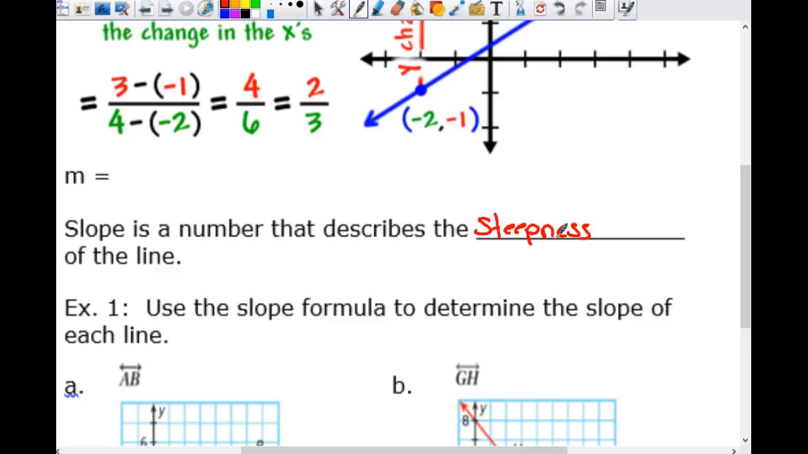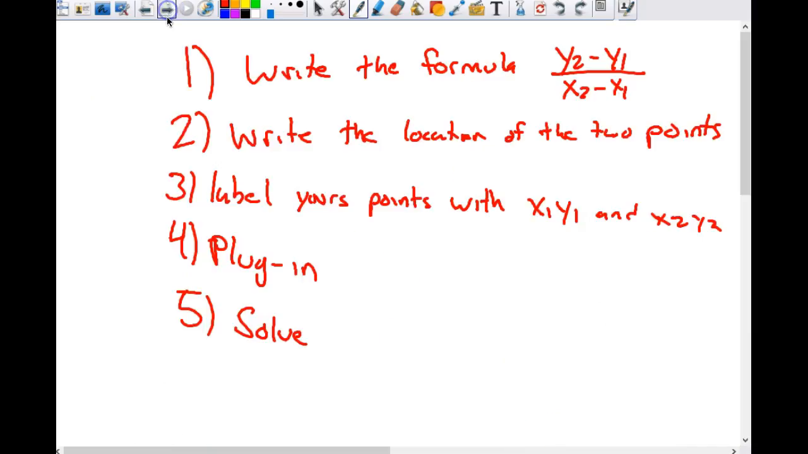Okay, so there's a few steps in order to solve slope problems. I want you to write this down on page 61, 62. Write the formula. Write the location of the 2 points. Label your points with x1, y1, x2, y2. Plug in and solve. I'm going to give you guys like a minute to write that down.